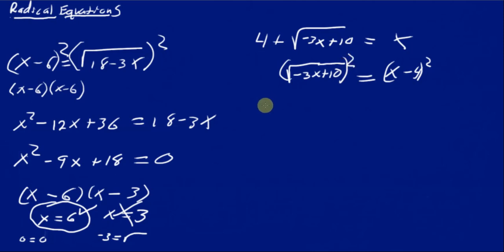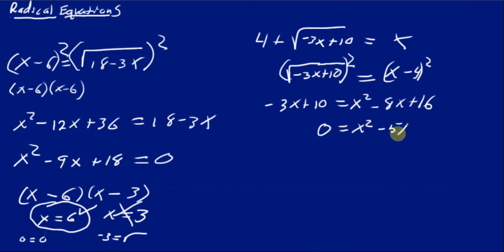So squaring that radical is just going to give me negative 3x plus 10 equals, square this binomial, so it's x minus 4 times x minus 4, x squared minus 8x plus 16. Since it's quadratic, we're going to go ahead and set it equal to 0. I'm going to add 3x to negative 8x, negative 5x, and I'm going to subtract 10 from 16. That's a negative 6.